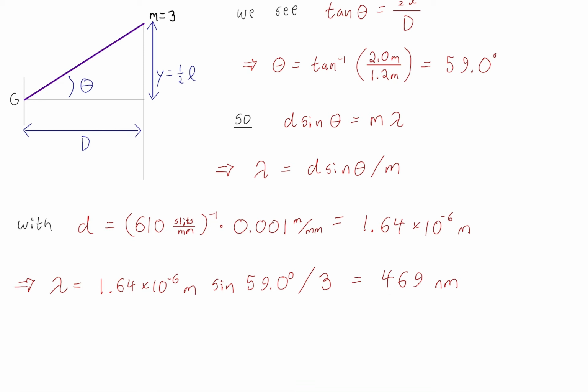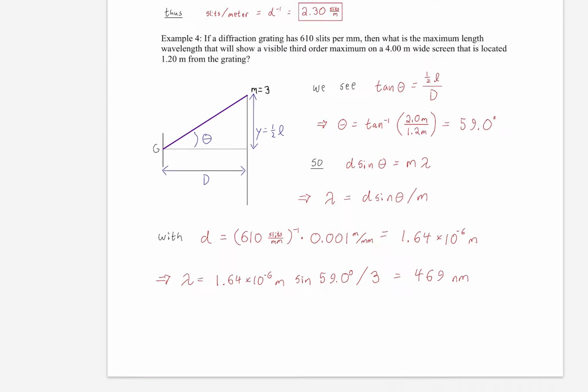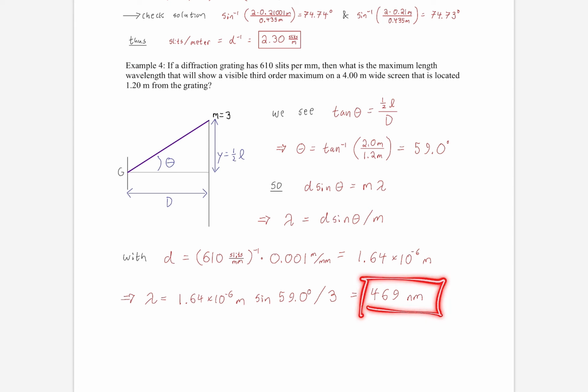We find out that the longest visible light that would actually fit on the screen as a third order maximum is 469 millimeters. All right. So there is our final answer. Put a box around it. We're done. All right. And I did forget to put a box around it, but I did it now.